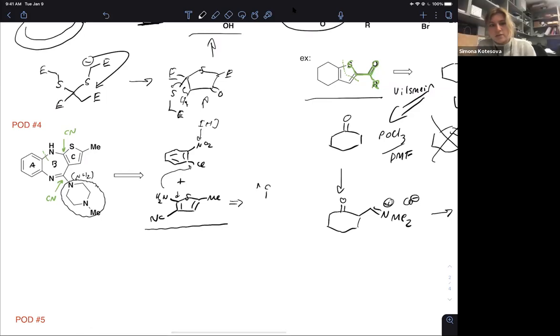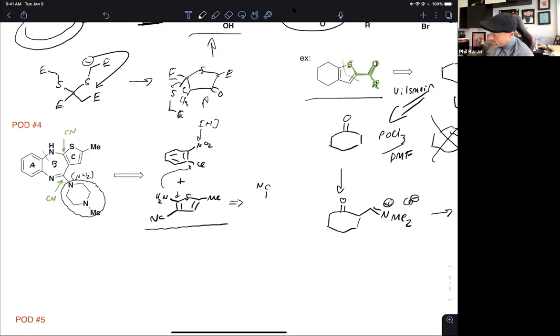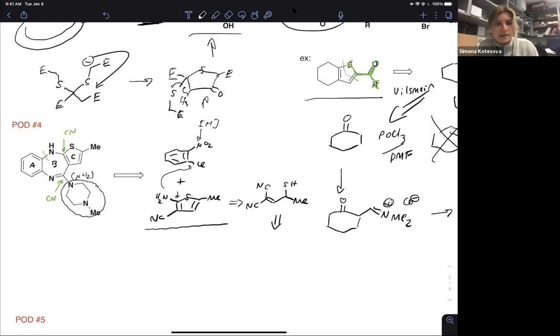Malononitrile. Aha. Yes. Let's draw the malononitrile. And that thing comes from where? Aldehyde, sulfur, and just malononitrile.